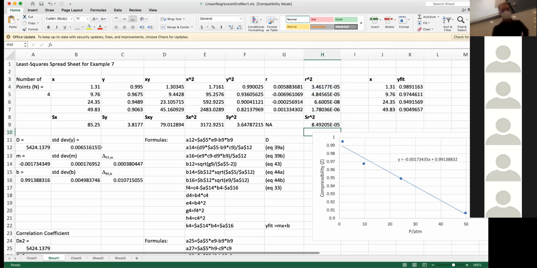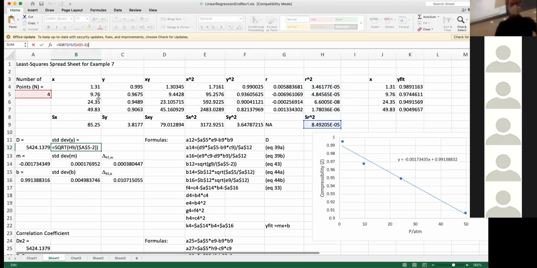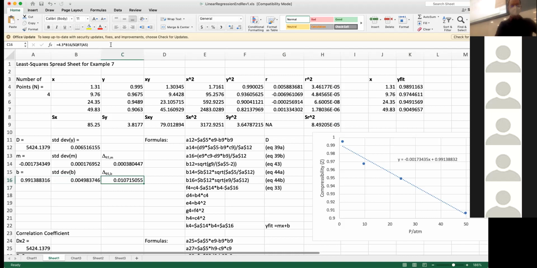Okay, and then I went ahead and already entered the formulas for these standard deviations. These are just copied from the PowerPoint. So this is the formula for the standard deviation of the residuals in terms of these quantities here. And then the standard deviation of M and B is given by these formulas here. You can take a look for yourself, make sure I did it right.